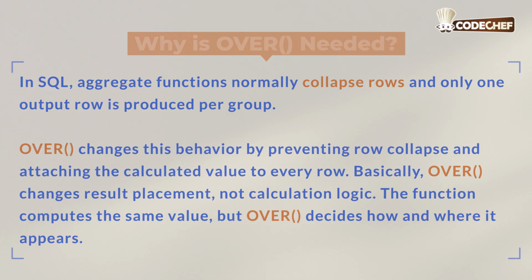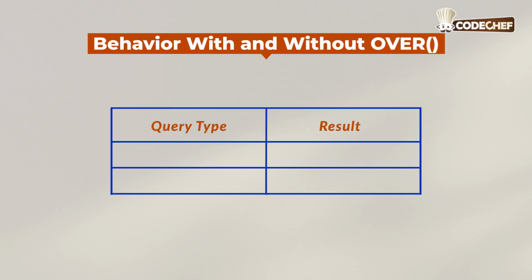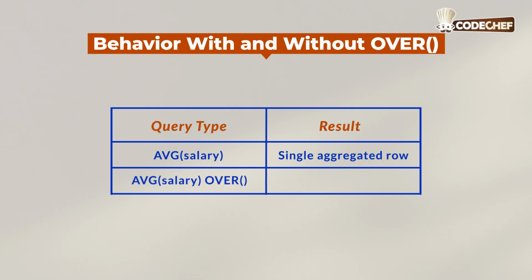Let's understand the behavior with and without the OVER function. If we are calculating AVG of salary, it will give us a single aggregate row, which will have the average salary for all the employees in any office or a particular department. But if we write AVG of salary and then the OVER function, the same average is shown on every row. Basically, we are not losing our row level data, we are not changing any logic, we are just changing the result placement. We are attaching the calculated value to every row.